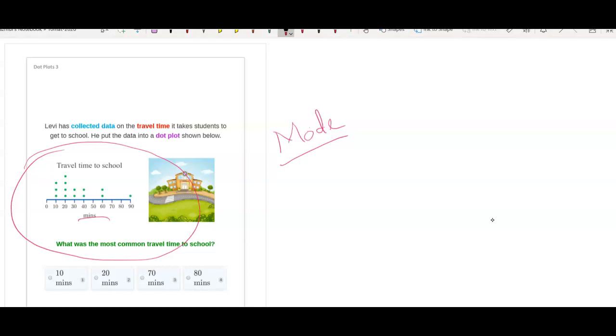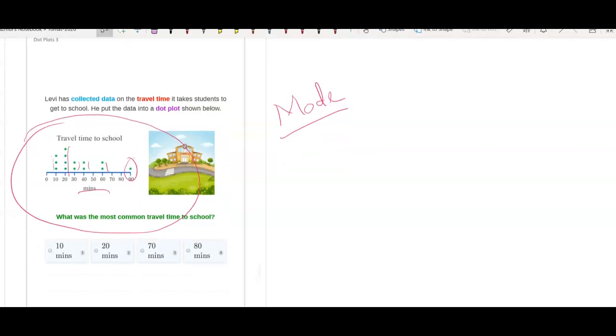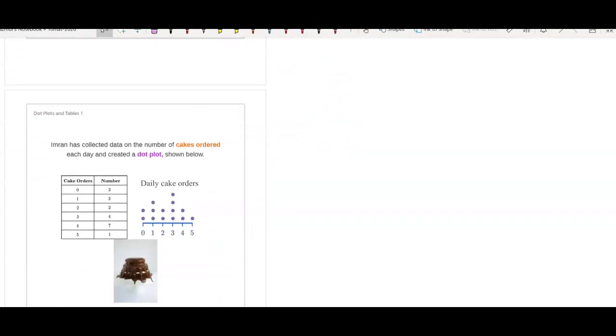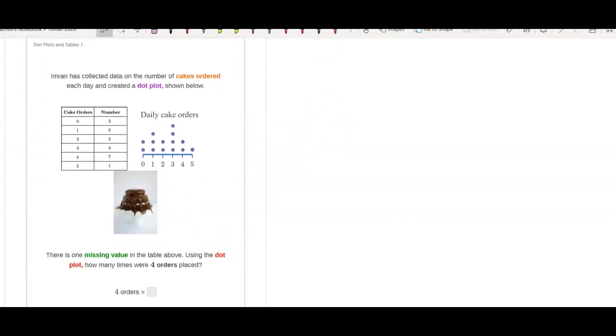Is this column, this column, this column, this, or that one? Obviously, this cannot be the answer. So it's up to you to choose the right answer. Once again, the dot plot. This is called a kind of frequency table. This is the dot plot.